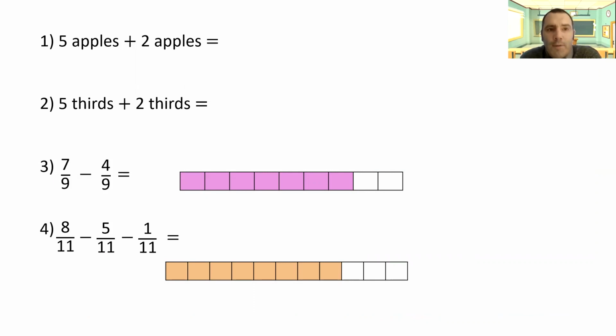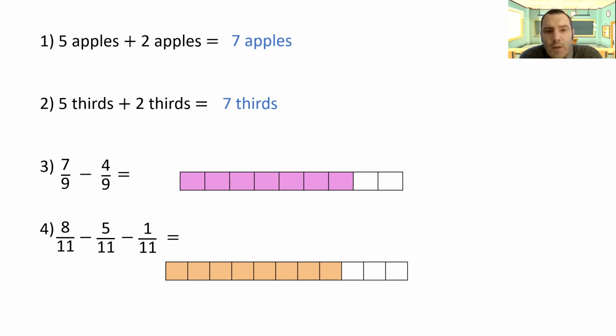So question 1, 5 apples plus 2 apples. We've of course got 7 apples. 5/3 plus 2/3, we've got 7/3. Looking at question 3, 7/9 take away 4/9.